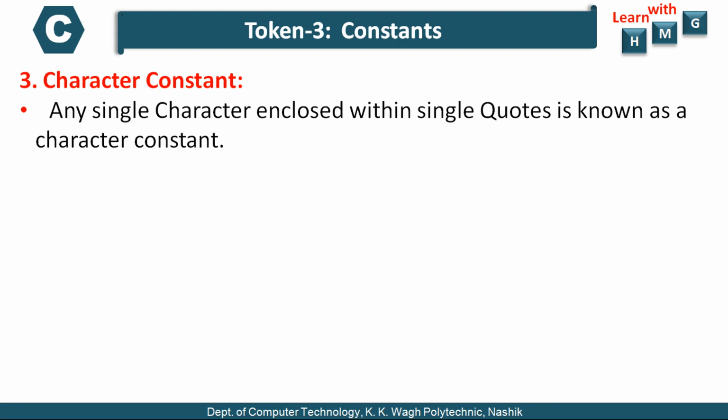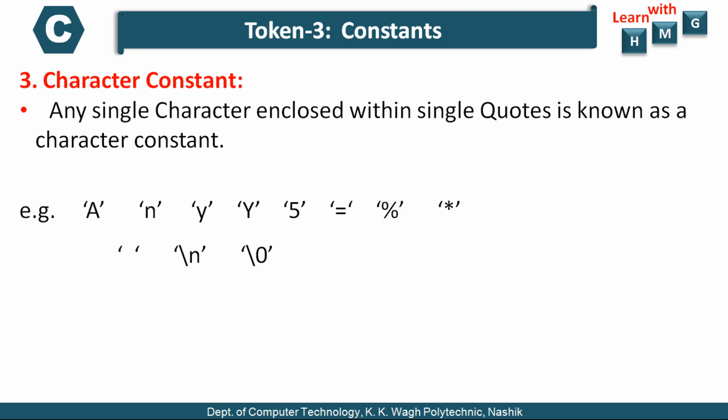You take any single character, whatever we studied in the character set, it may be a letter, a digit, a special symbol or anything. If you enclose it within single quotes like this, then it will be treated as a character constant by the C compiler. Here some examples are given.